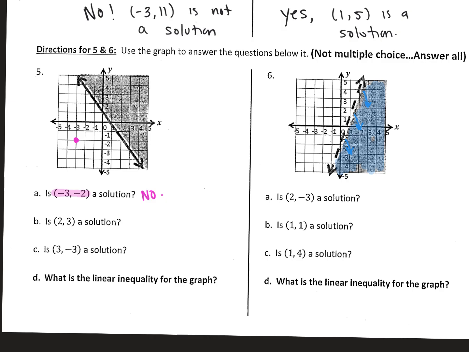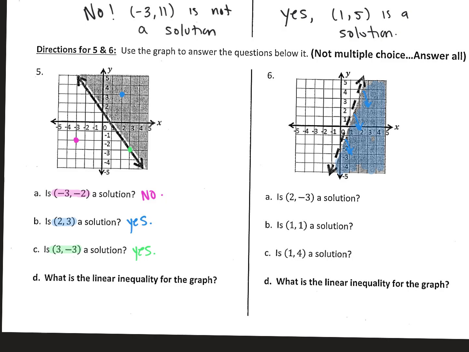When I check the next one, this time we're at positive 2, positive 3. The point positive 2, positive 3 is right here. That is on the shaded part of my graph, so that is a solution. The next one is 3 comma negative 3. Let's make that one green. Is this point a solution? So I'm going to find the point 3, negative 3. And yeah, that point is on the line. So yes, that is a solution.